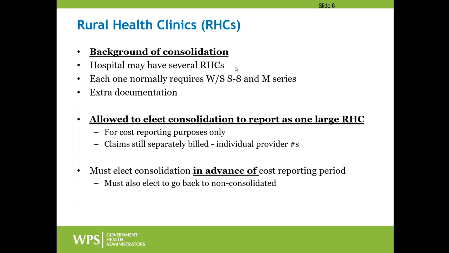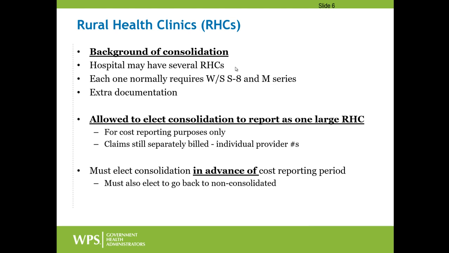So now we're moving on to the main topics for this discussion, the consolidation and the new base rate calculations. So RHCs. First of all, consolidation has been around for a very long time. The idea here is if a hospital has multiple RHCs, it can be a little tedious to fill out the M series and the worksheet S-8 for all these different RHCs. And of course, you'd even have to fill out several lines of worksheet A, B, B-1, all of that. So it can be tedious, extra documentation.